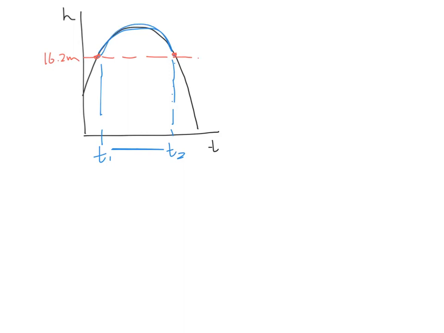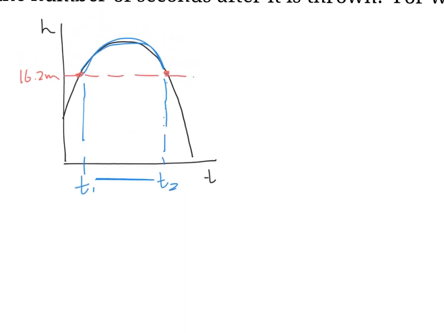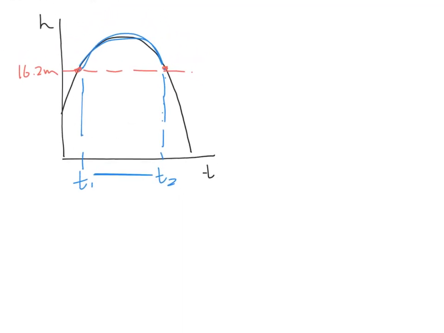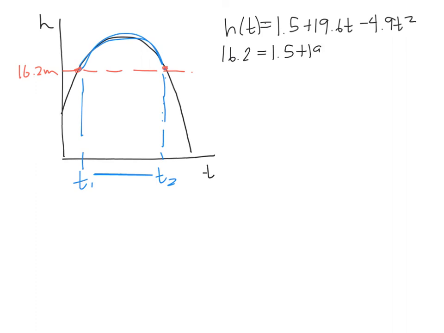So this is an easier question than what we've been dealing with, only because we're given the equation. We don't have to make it ourselves. So quickly write out the equation. Here it is. And sub in our height that we're given. Our height is 16.2 meters. So we're going to sub that in for our height. So we have 16.2 meters is equal to 1.5 plus 19.6 t minus 4.9 t squared. And now all we have to do is solve this thing.